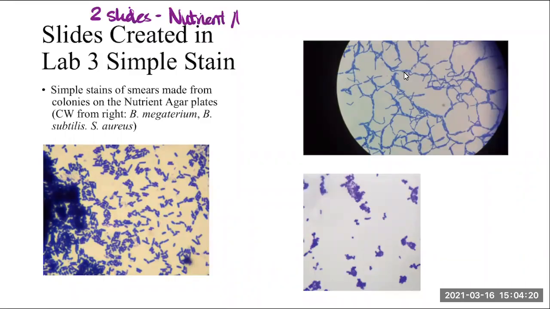So we should have two slides from the nutrient agar plate. And remember that nutrient agar can pretty much grow everything. It is really great for growing everything, but one of the things it is especially good at is growing bacteria. So a lot of bacteria samples will come from this. If we look at what these different samples are, we can take a look.